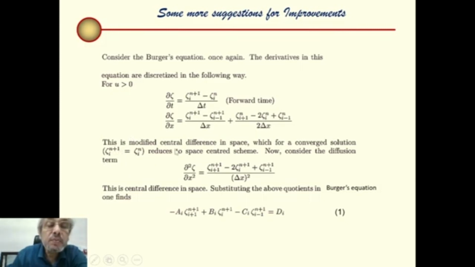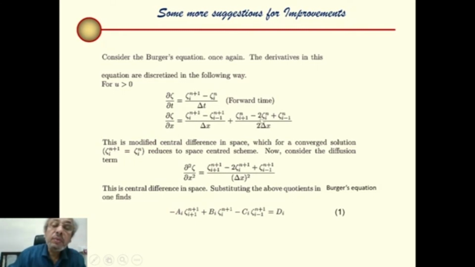Now this is modified central difference in space, which is a converged solution. When the solution finally reaches steady state, when zeta i n plus 1 becomes zeta i n, it reduces to a space-centered scheme. Now consider the diffusive term. The diffusive term is written as usual by central difference, but at n plus 1th level.